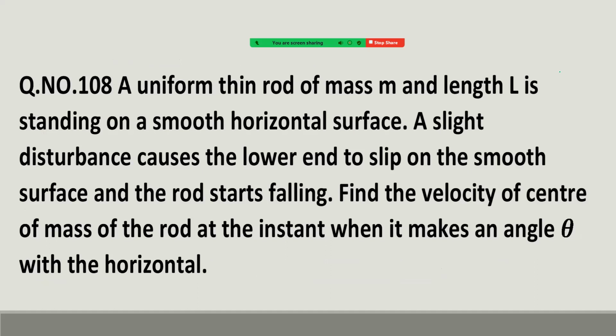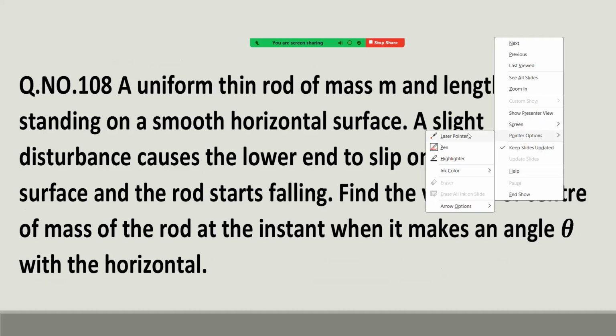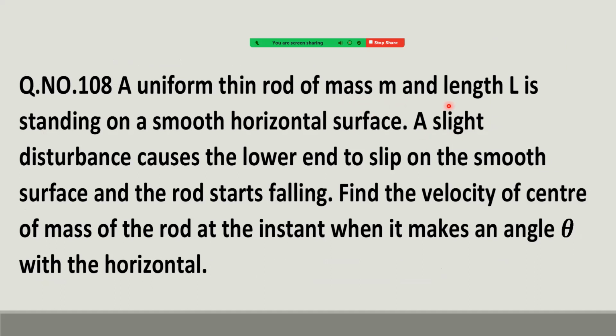Let us see the last question. A uniform thin rod of mass m and length L is standing on a smooth horizontal surface. A slight disturbance causes the lower end to slip on the smooth surface and the rod starts falling. Find the velocity of center of mass of the rod at the instant when it makes an angle theta with the horizontal.